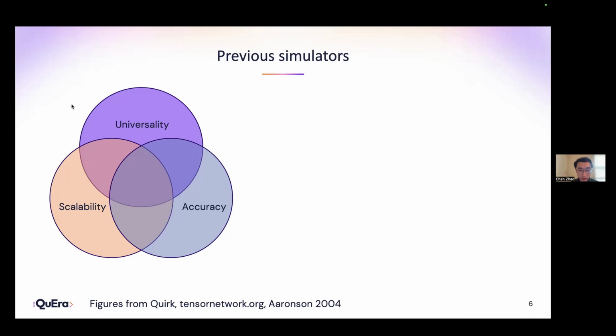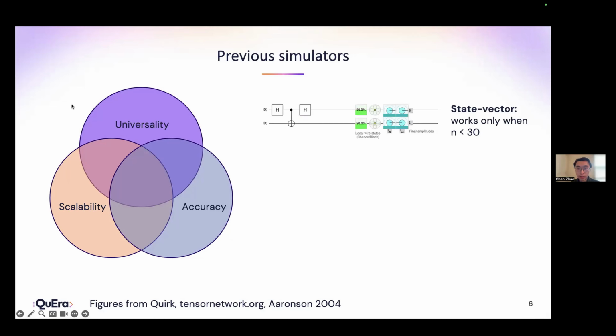Okay, so for the commonly used ones, the state vector simulator is an exact simulator for arbitrary quantum circuits, but as a matter of fact, it only supports fewer than 30 qubits. It scales exponentially when you increase the number of qubits, but it works well for small circuits.